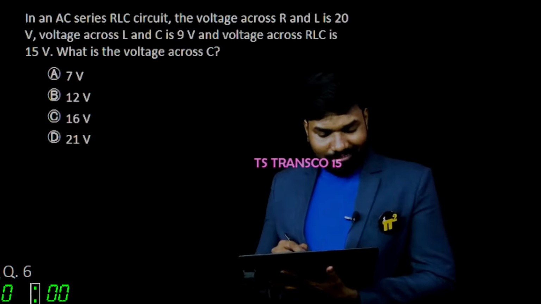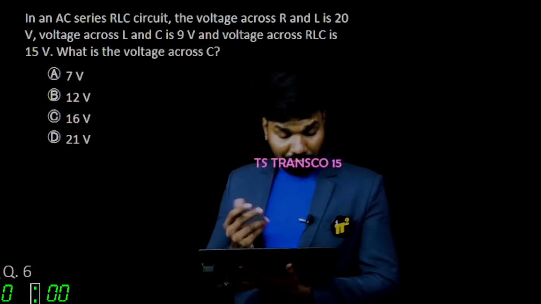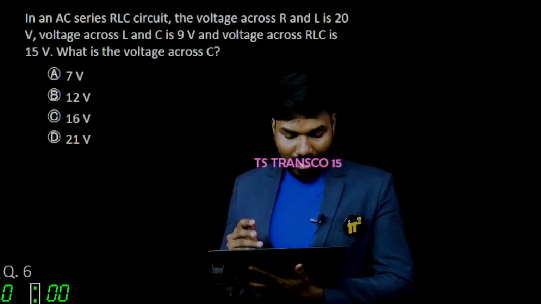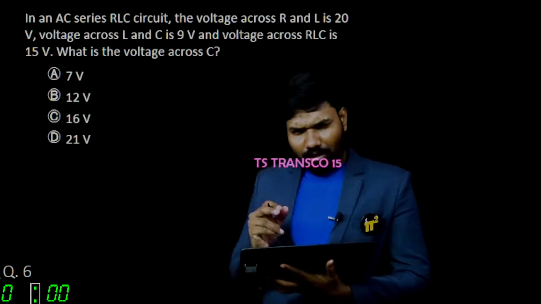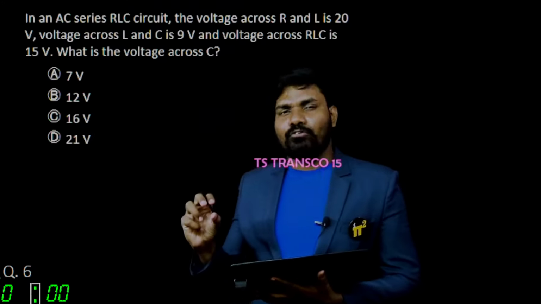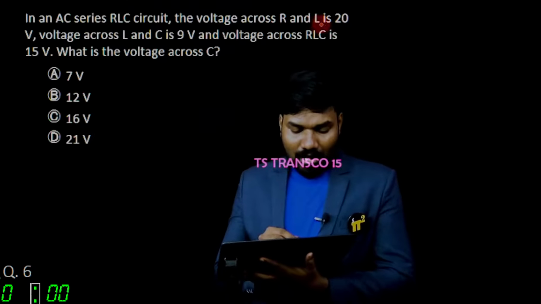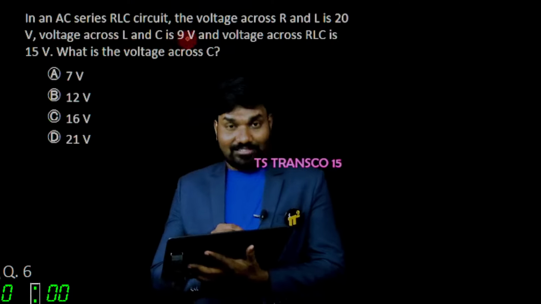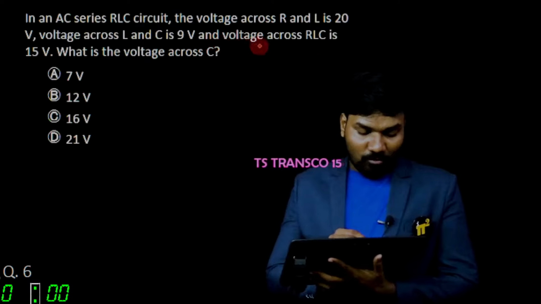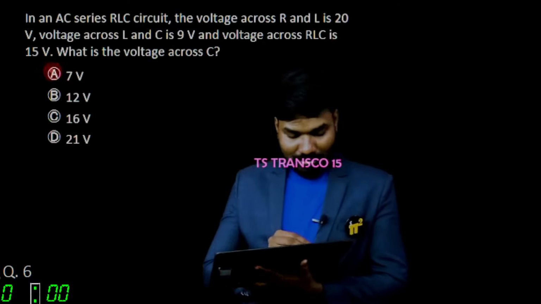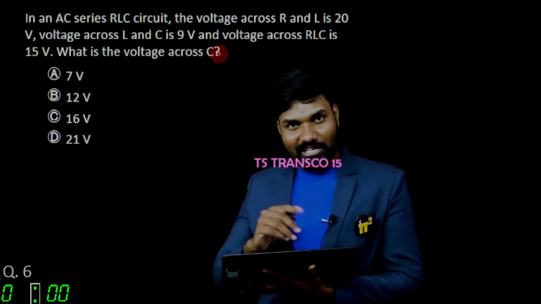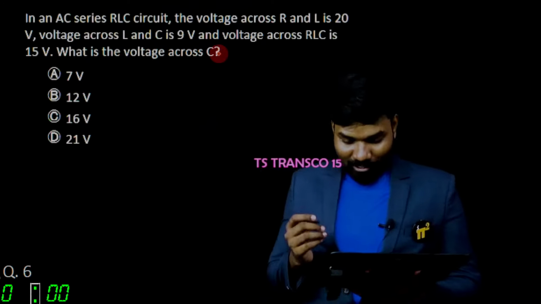In an AC series RLC circuit, the voltage across R and L is 20 volt. Try to construct the diagram quickly first. Voltage across L and C is 9 volt. And voltage across RLC is 15 volts. What is the voltage across C? Wow, it's like a puzzle, right? And we got an answer.